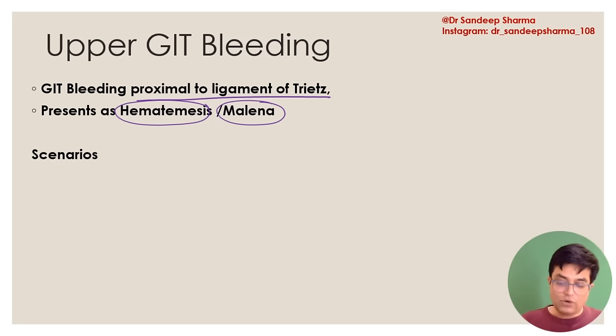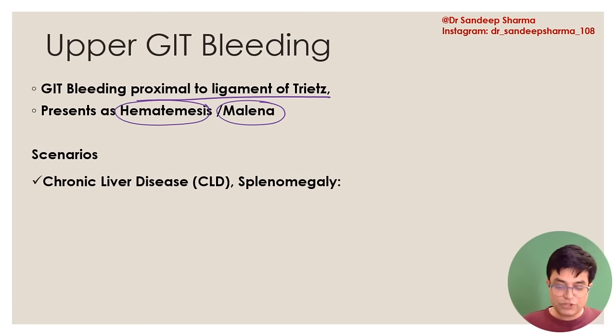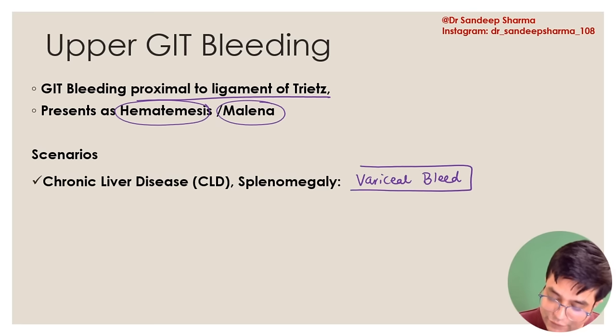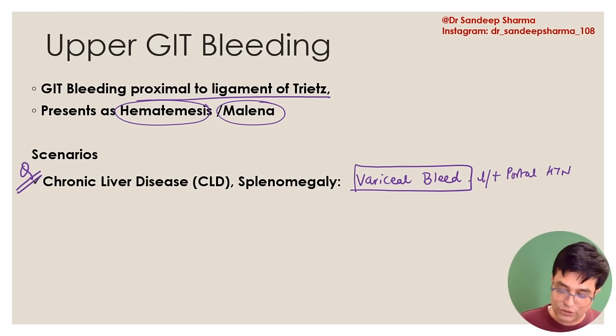Now, what are the scenarios they can ask in the exam? First of all, if they say the patient is having chronic liver disease along with splenomegaly and upper GIT bleeding is happening, so they will say hematemesis, melena, chronic liver disease, splenomegaly. What will you think? You will think of variceal bleeding in the patient. So variceal bleed or esophageal varices will be the cause of bleeding due to portal hypertension in the patient. Is there a question asked on this? Yes, there is a case scenario asked on this already. So please add it to your notes. When you practice, you will come across that.